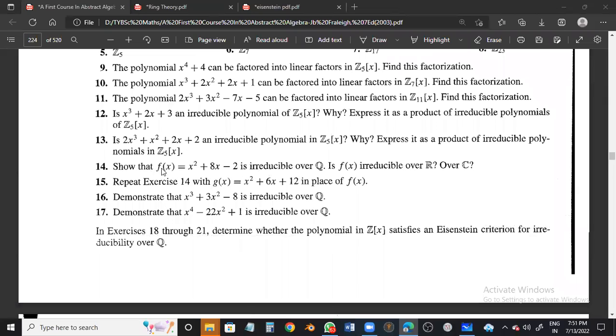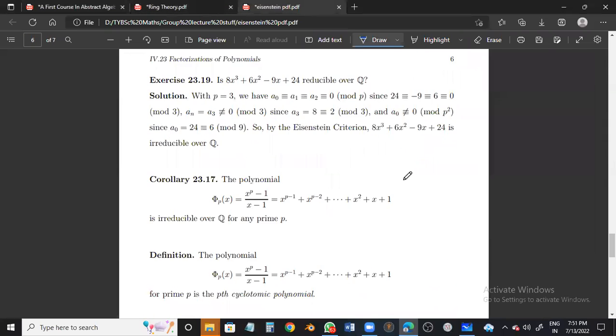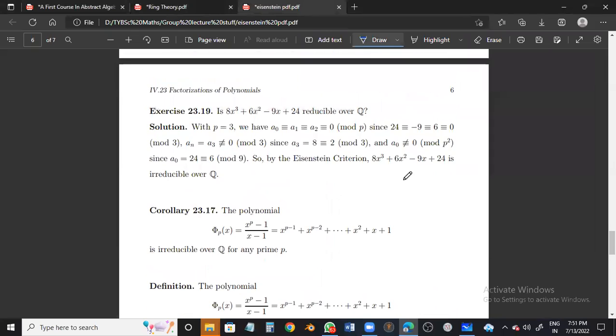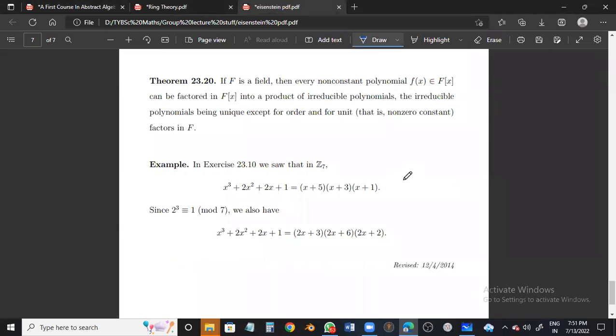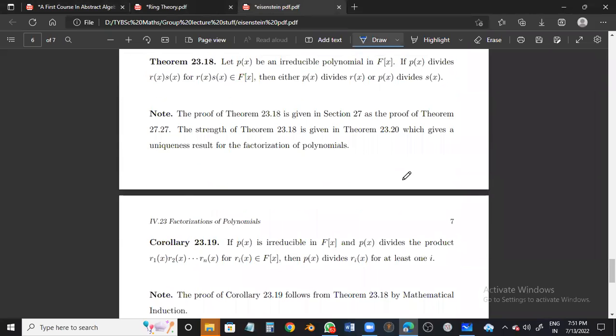So what do you observe here? x square plus 8x minus 2 is irreducible over Q. Is this polynomial irreducible over R and over C also? So let us see whether this has that answer. If so, it will be easy for me to demonstrate.